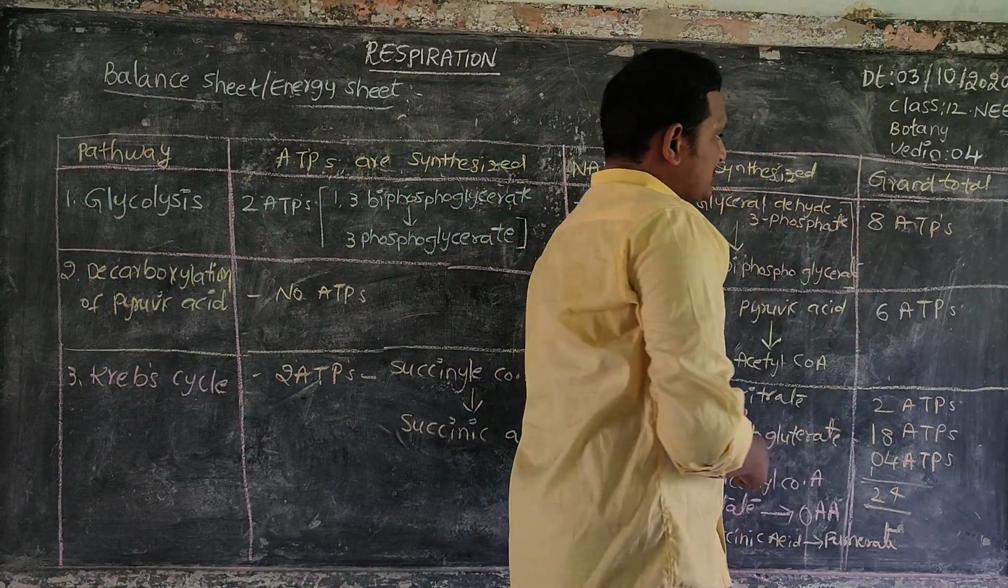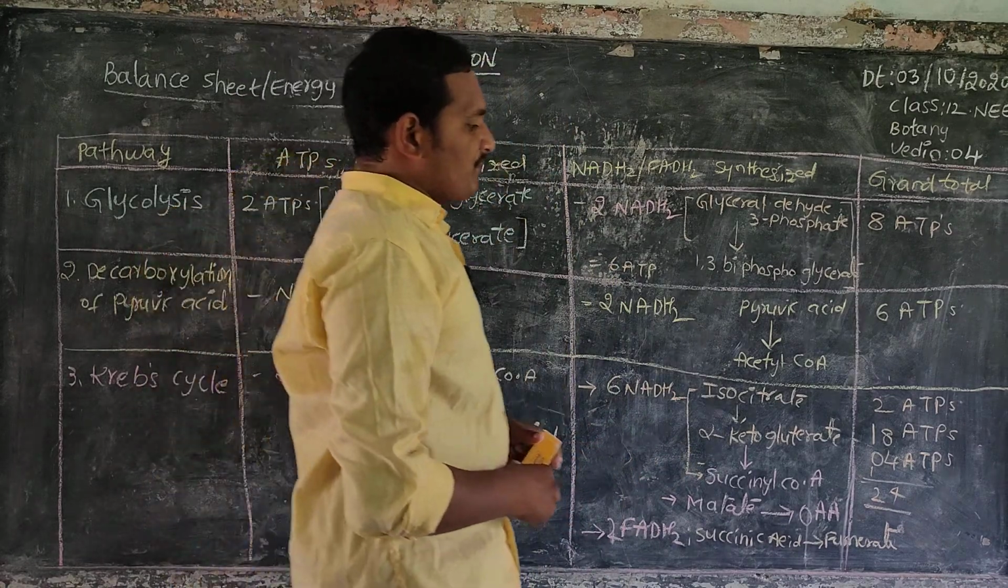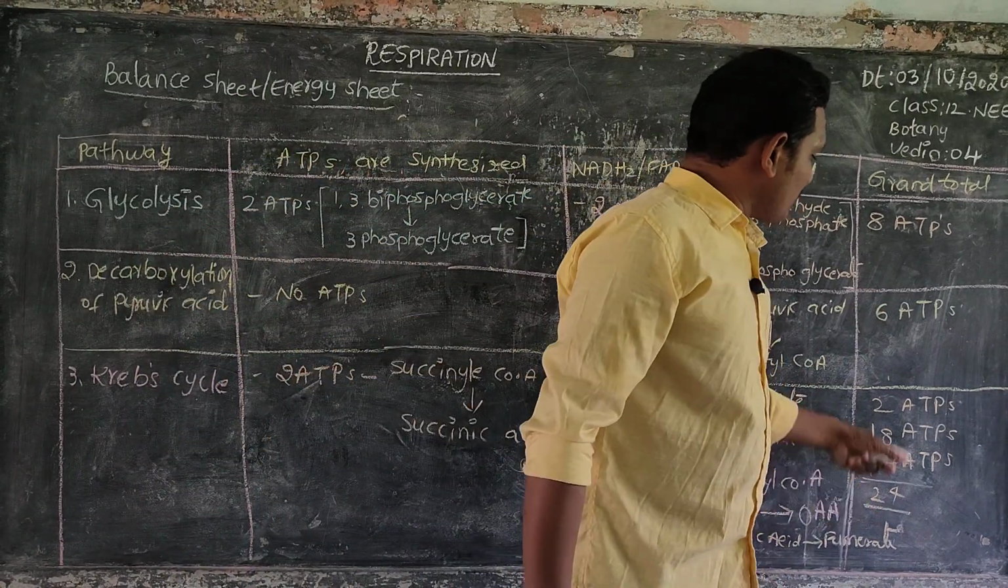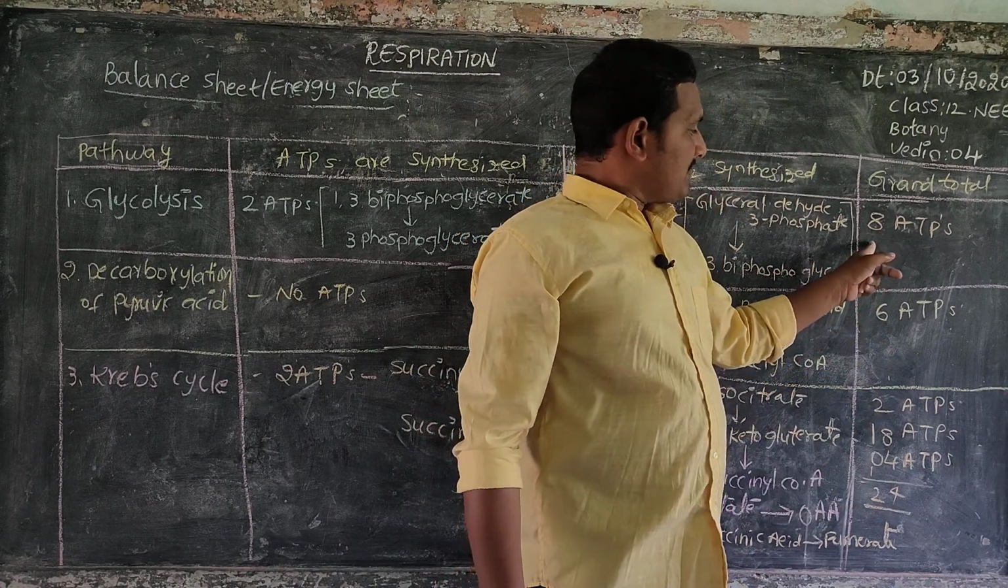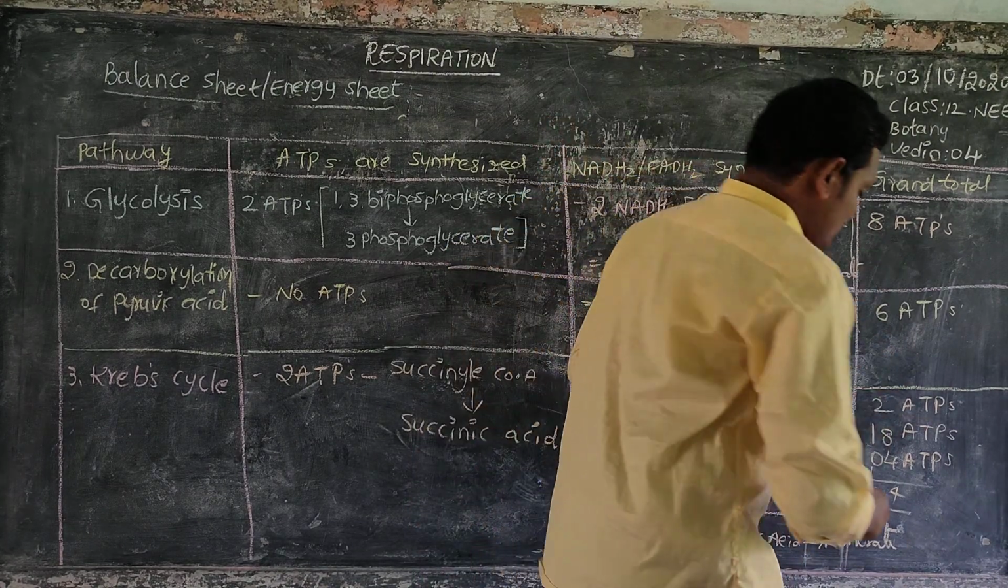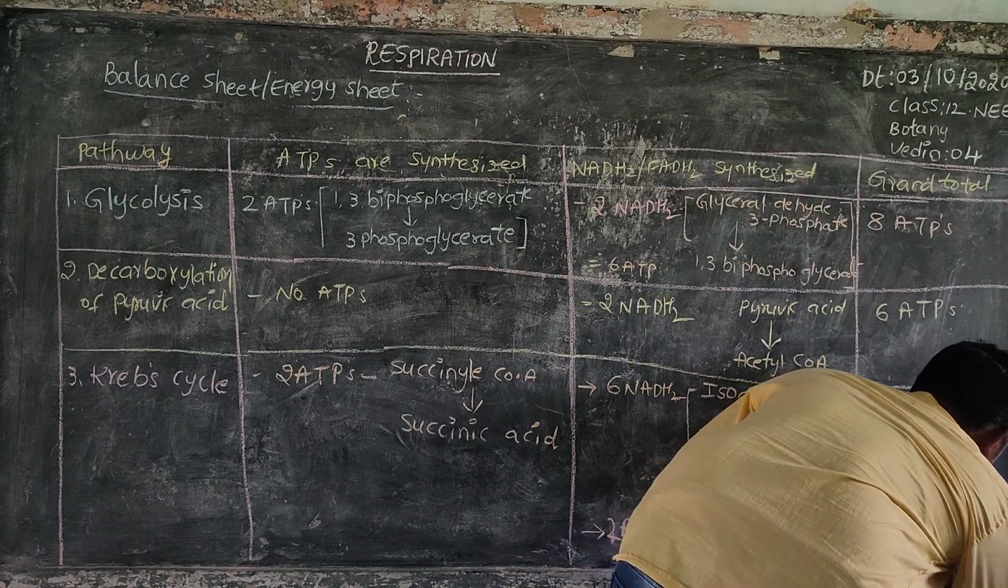Total complete cycle, how many ATPs are we getting? Complete aerobic respiration: 24 plus 6, 30 plus 8, 38. Total 38 ATPs we are getting.